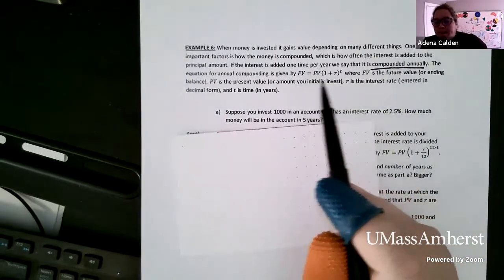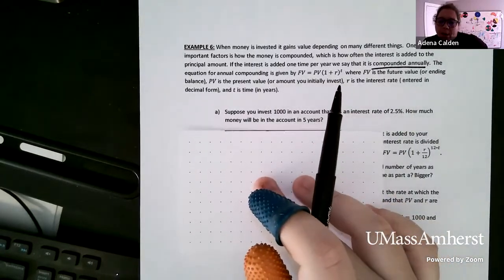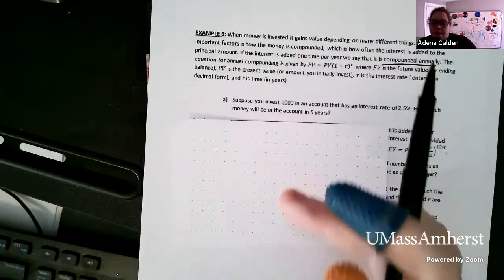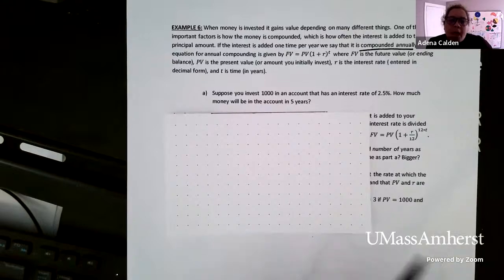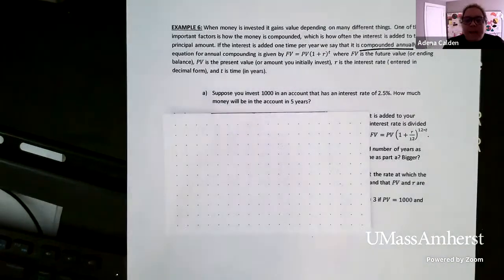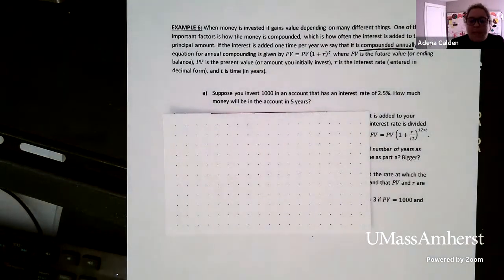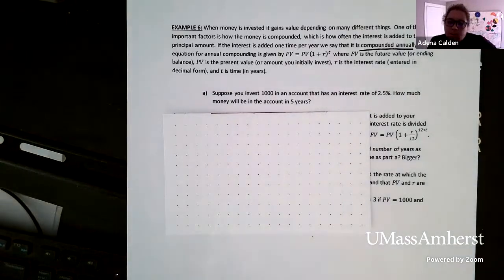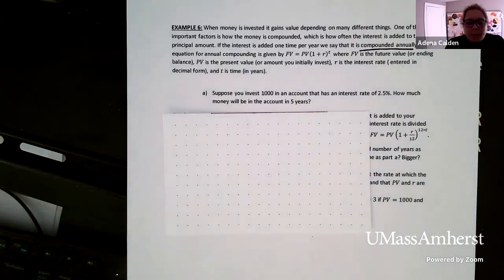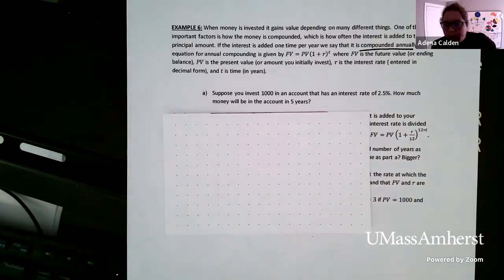And when we use this particular formula, we use it in decimal form, right? So we know how to go back and forth with percentages to decimal form, but when you're doing calculations, you have to write things in decimal form. And then time is T, and time is always given in years, right? We're talking about annual compounding. So how many years are you leaving your money in that account? So we want to get comfortable just with these variables and with this equation. So for part A, we have, suppose that you invest $1,000 in an account that has an interest rate of 2.5%.